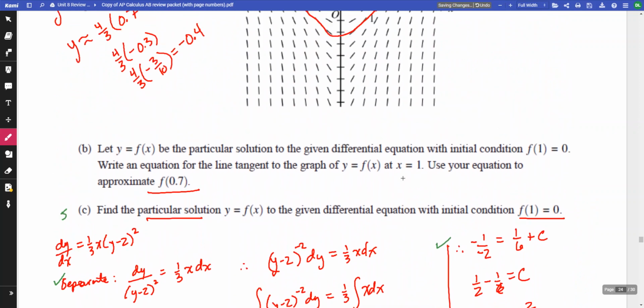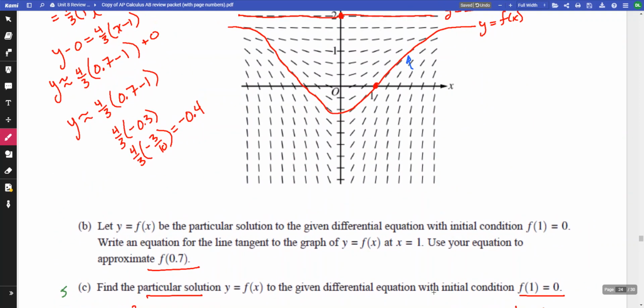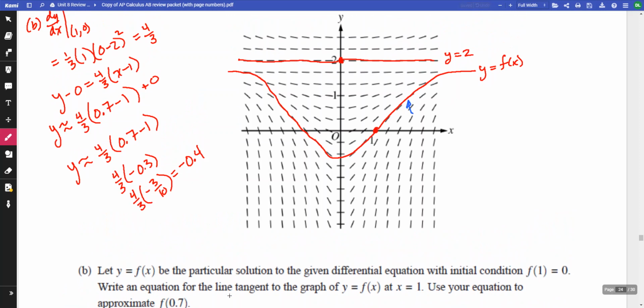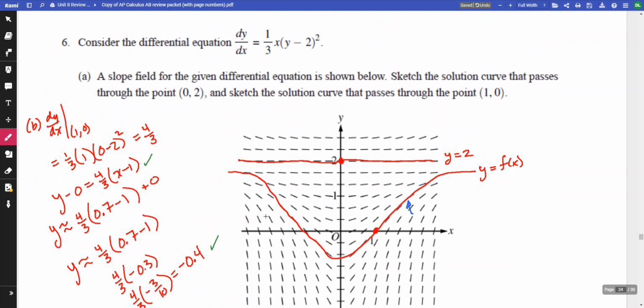For part B, we need an equation for the tangent line. We're just substituting things in, and we need the approximation. So for part B, we have the equation of the tangent line and the approximation. There's only 2 points for part B, and there are 9 points for each of these questions. That leaves 1 point for this curve and 1 point for this curve, 2 points.